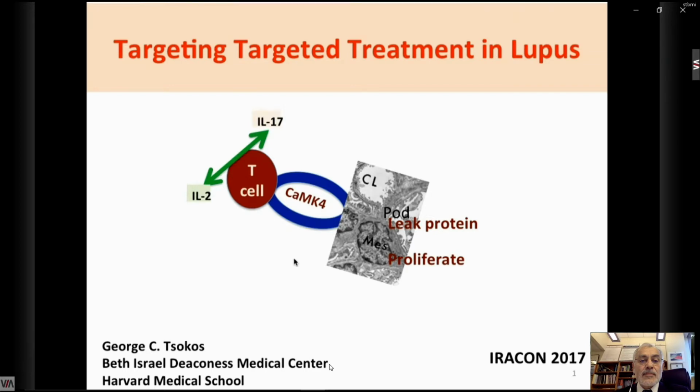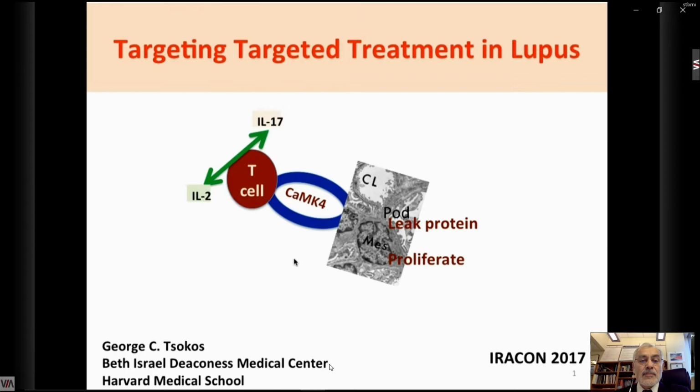Today, I would like to discuss with you a couple of concepts as we try to develop new drugs, new approaches for patients with systemic lupus erythematosus. I will be discussing two concepts, that of identifying targets and then how to deliver the treatment and deliver a drug in a targeted manner. The concept that I will be working around is depicted in this cartoon here.